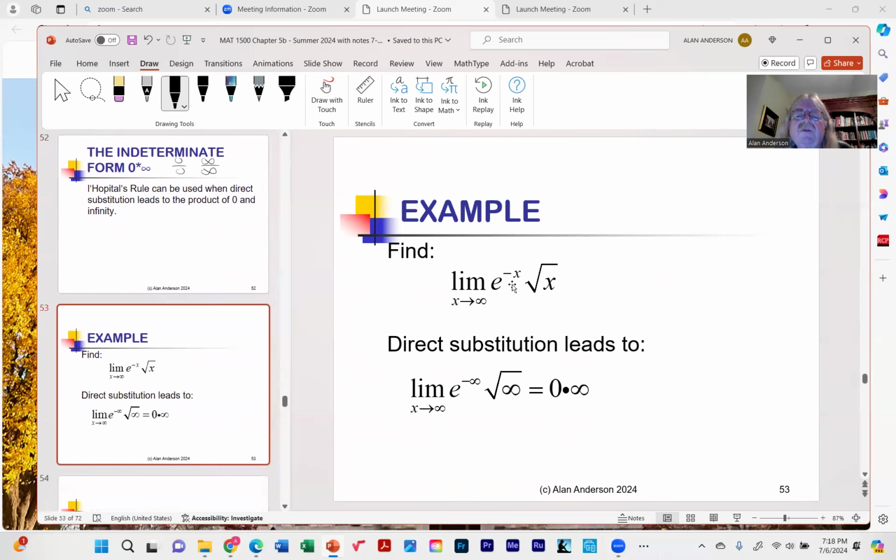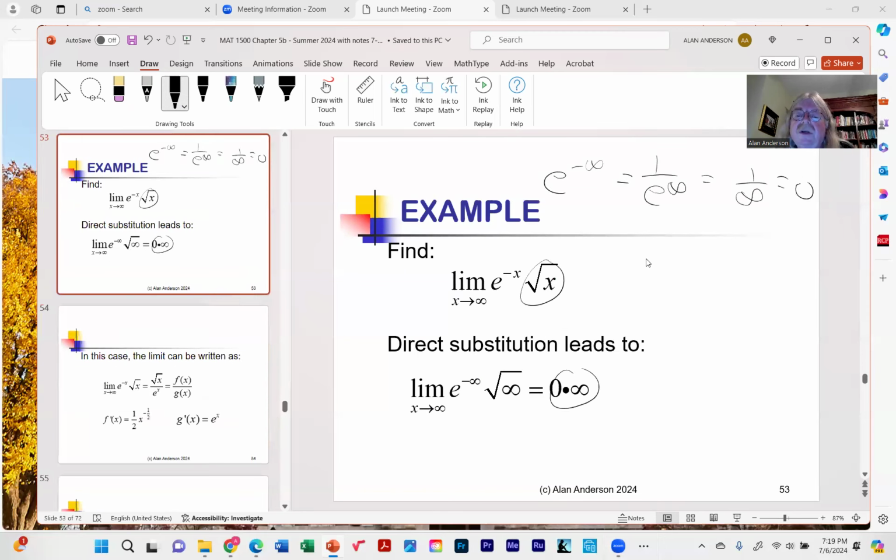All right, so what happens with direct substitution? We have e to the minus infinity, which is 0, because e to the minus infinity is the same thing as 1 over e to the positive infinity, and that's going to just give us 0. This one is just infinity. So here's the form that we're looking for. Now, what do we do? Okay, we haven't seen this before, 0 times infinity.